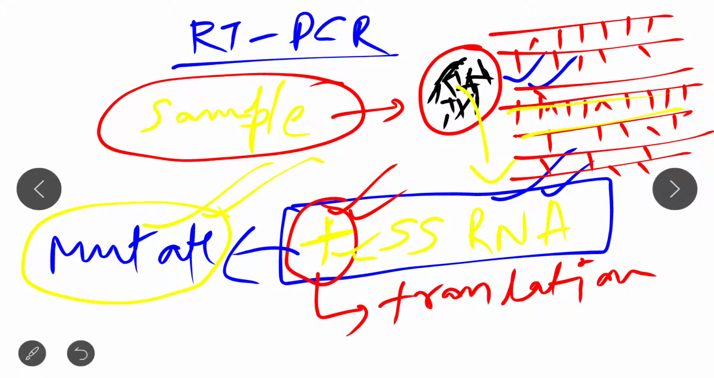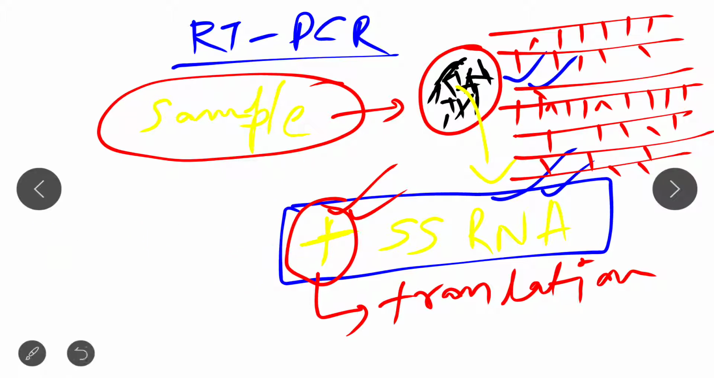Now after collection of the sample, and after knowing that this sample contains a virus whose genome is positive single stranded RNA, we still can't say whether this person is positive or negative. For this we have to do reverse transcriptase PCR.